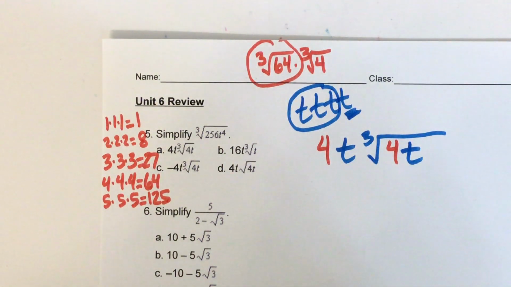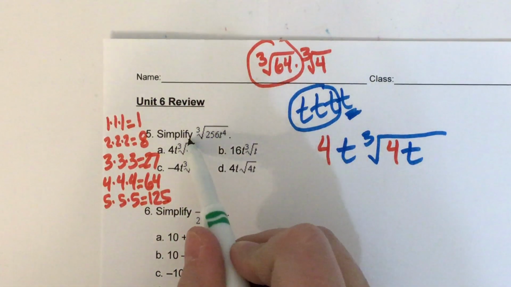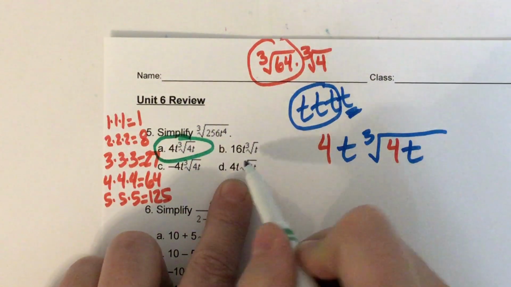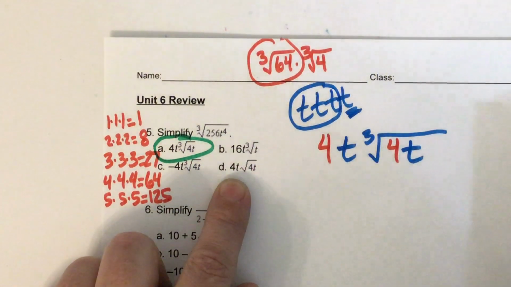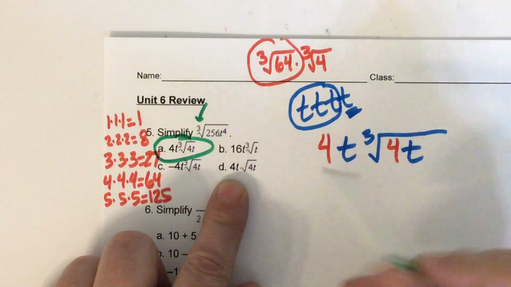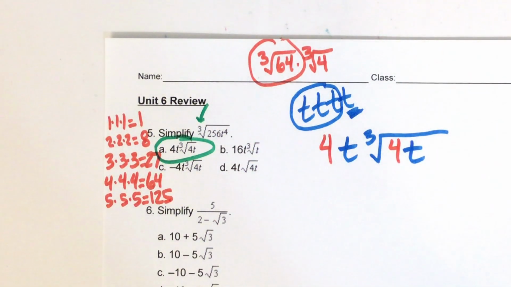Now, did you notice what happened with D? Oreo, stop it. D forgot to put the little 3 back on the radical. And since we're dealing with cubed roots, you got to have the little 3 there throughout the problem.